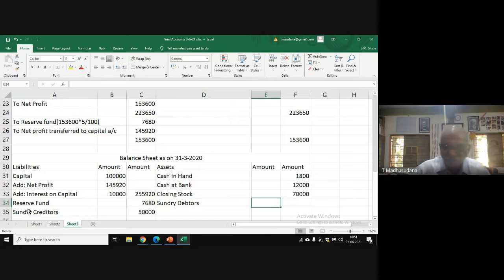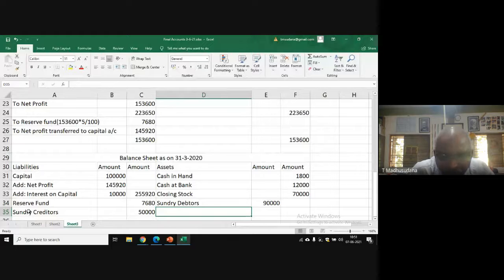Sundry debtors, there is an adjustment for sundry debtors. So in the inner column, 90,000. From sundry debtors, we have to deduct the new bad debts provision. New bad debts provision means the bad debts provision given in the adjustments. So what is the bad debts provision given in the adjustment? It is 1,000 rupees. So that 1,000 rupees we have to deduct.